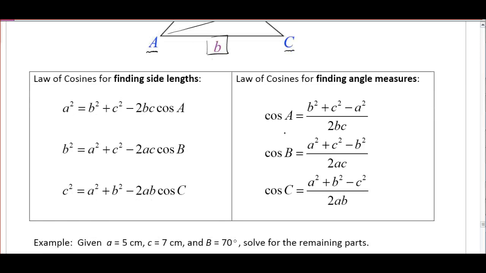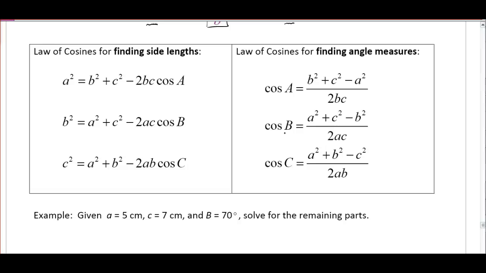So there are proofs of these formulas, but it's beyond the scope of this class, so we're not really going to talk about it. And I know these look kind of scary, but it's not too bad. We have 2 forms of the law of cosines. So the first form is for finding side lengths. Okay, remember the lowercase letters represent the side length. So we have these formulas.